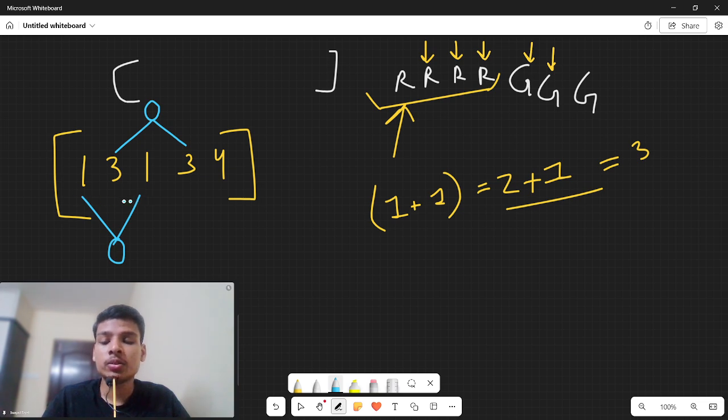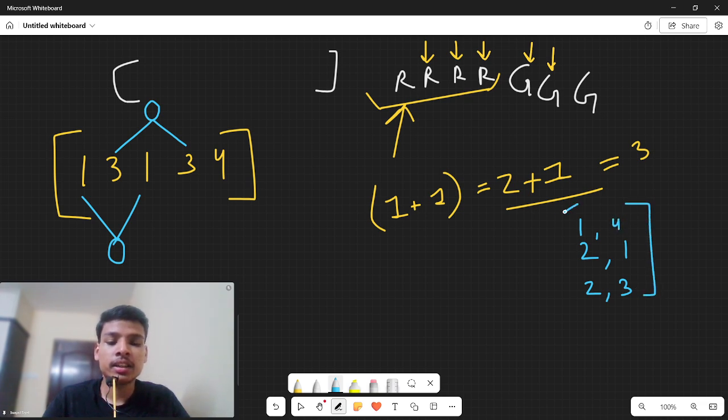But how will you do that? By using a priority queue, right? So I can make a priority queue. For example, I'm making a frequency array that is 2 comma 1, that is 2 comma 1. 2 is the frequency of 1, that is 2 comma 3, and last is 1 comma 4, right?